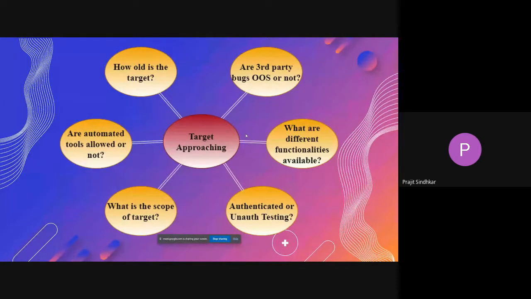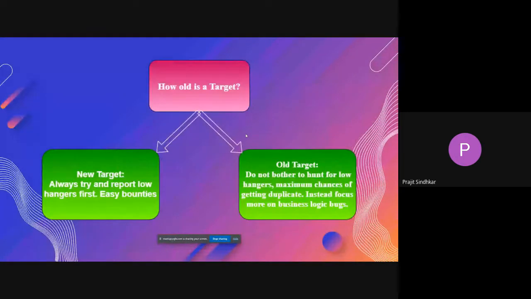Okay, so how old is your target? If it is a new target, as I said, always try to report low hangers first, easy bounties. There was one program in Bugcrowd which I was invited to just recently. I reported 3 low hangers, and all 3 of them got $150 each. So it was just a walk of 5 minutes, and you can get easy bounty like that.